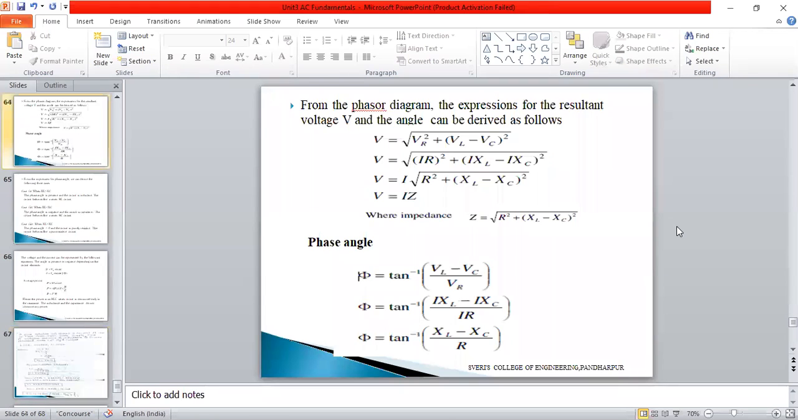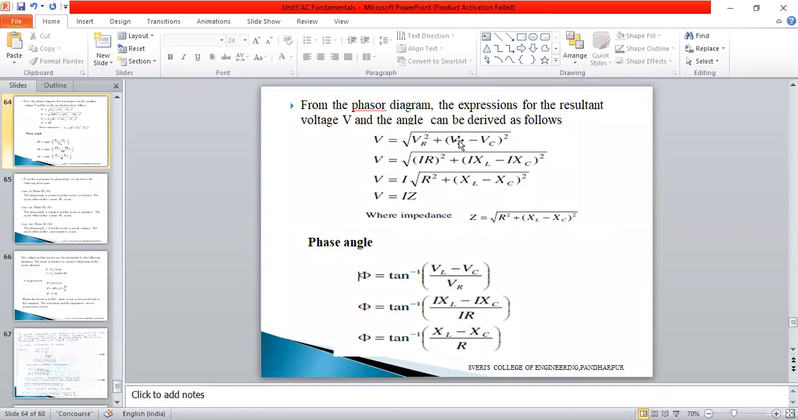If, from the first condition, for case 1, VL is greater than VC, then the reactive component will become VL minus VC. So the resultant voltage V equals square root of VR square plus (VL minus VC) whole square. Now VR equals IR, we know the formula: voltage drop across resistance is IR. So IR square we are going to write here.